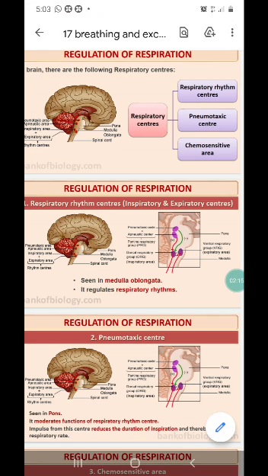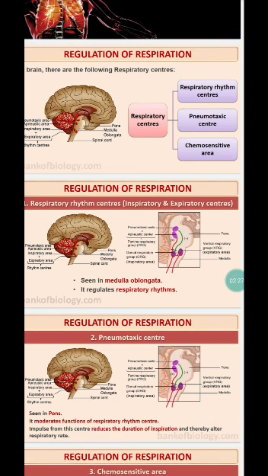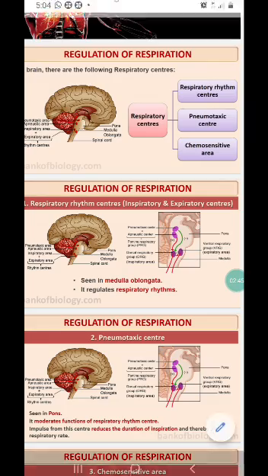This will control the first one, which is the respiratory rhythm center, and impulses from the center reduce the duration of inspiration. So what does it do? It is controlling the respiratory rhythm center, and not only that, the information from this area will reduce the duration of inspiration, which is the intake of oxygen into the lungs.